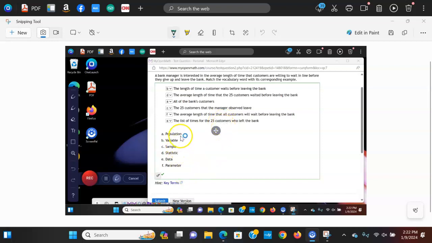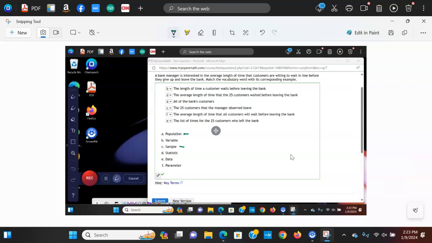So here's what I suggest you do. First of all, let's discuss the difference between population and sample. Let's read the problem first. A bank manager is interested in the average length of time customers are willing to wait in line before they give up and leave the bank. Obviously, do they want more tellers? Do they want more anything? They want less. Maybe it's not as bad as you think.